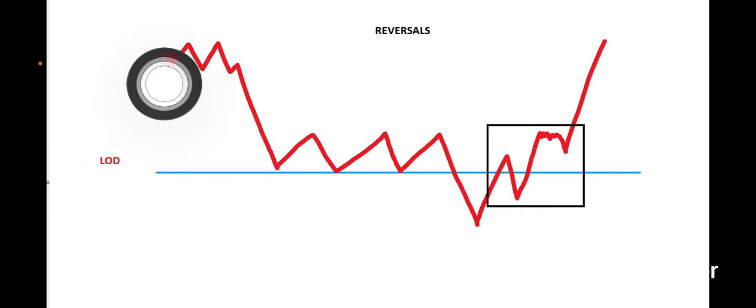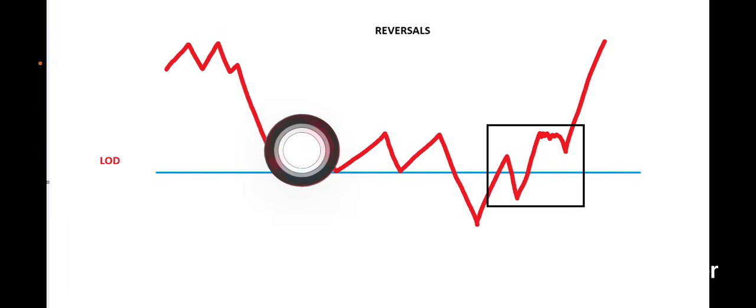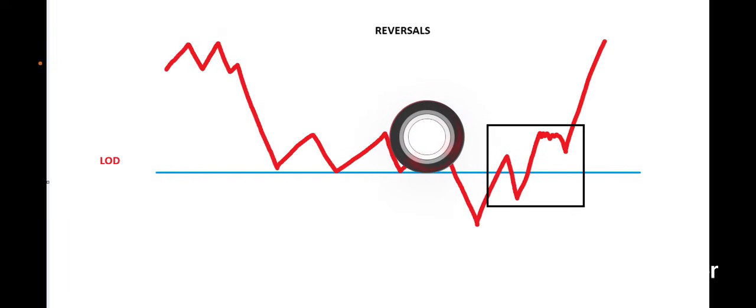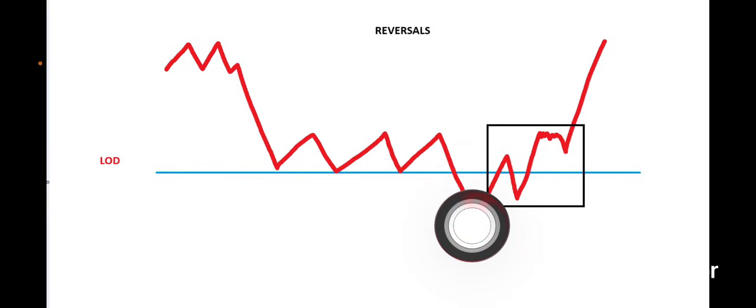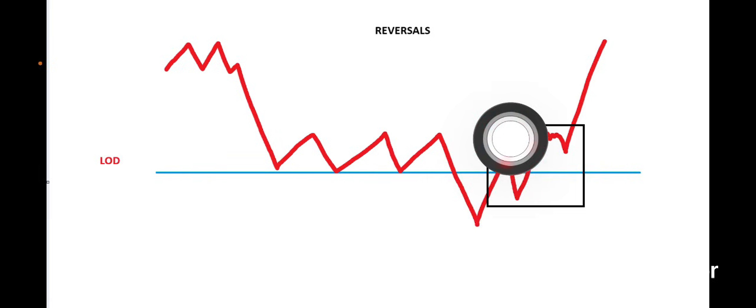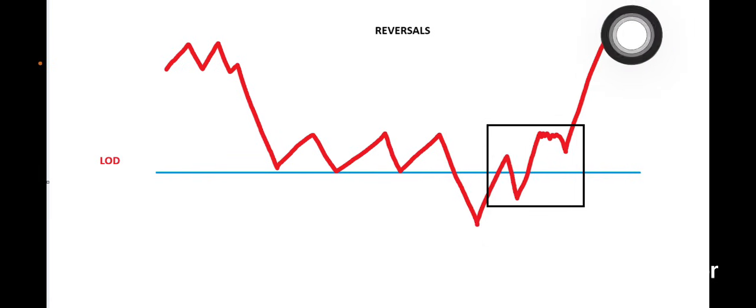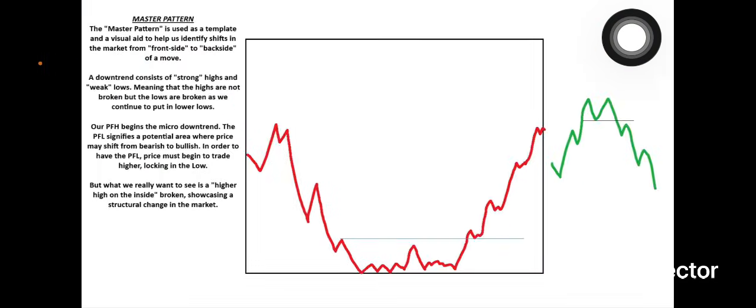Or we could have something like this where we have our Tokyo session, our London session coiling on top of that level, and then we break out right before the New York session. We dump down right before the session opens and then start going higher for the reversal. All right. Here is an example of the master pattern template.